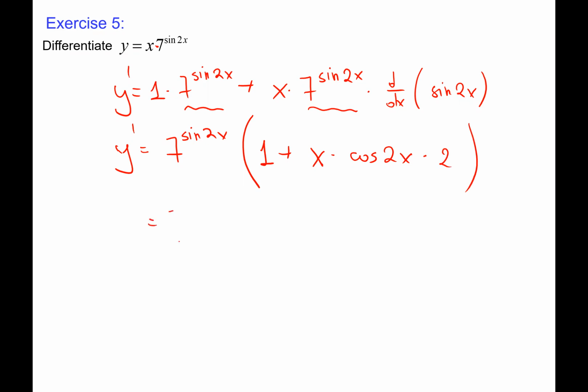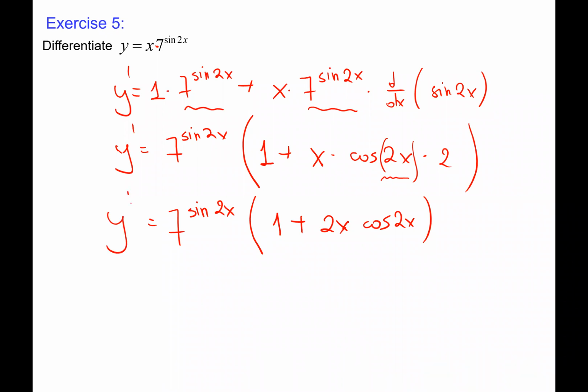It means the final form is 7 to the power of sine of 2x, times 1 plus 2x cosine of 2x. That's the only thing that I can simplify and rewrite, because we know that's the angle and we can't really touch or expand the angle. The angle will stay like it is. Sine of 2x, cosine of 2x, we can see this. Okay.